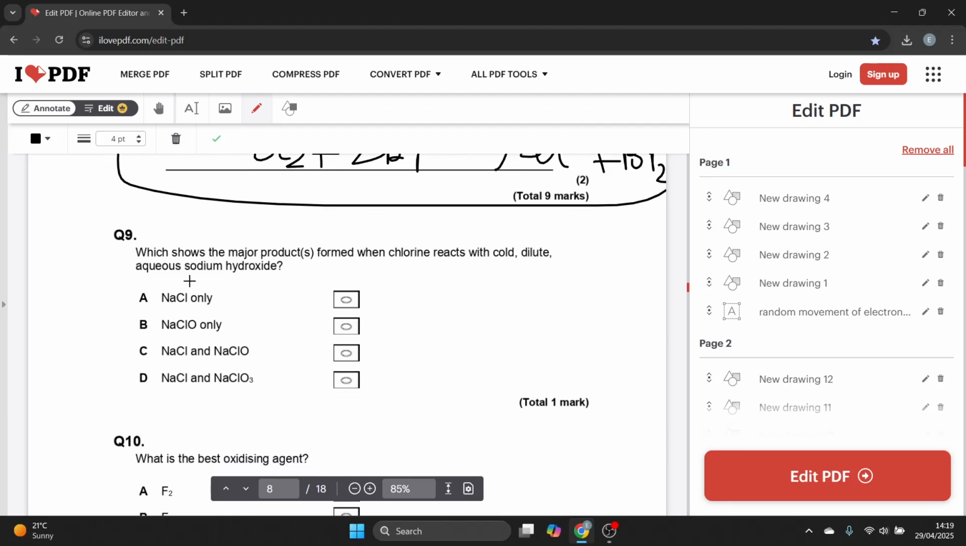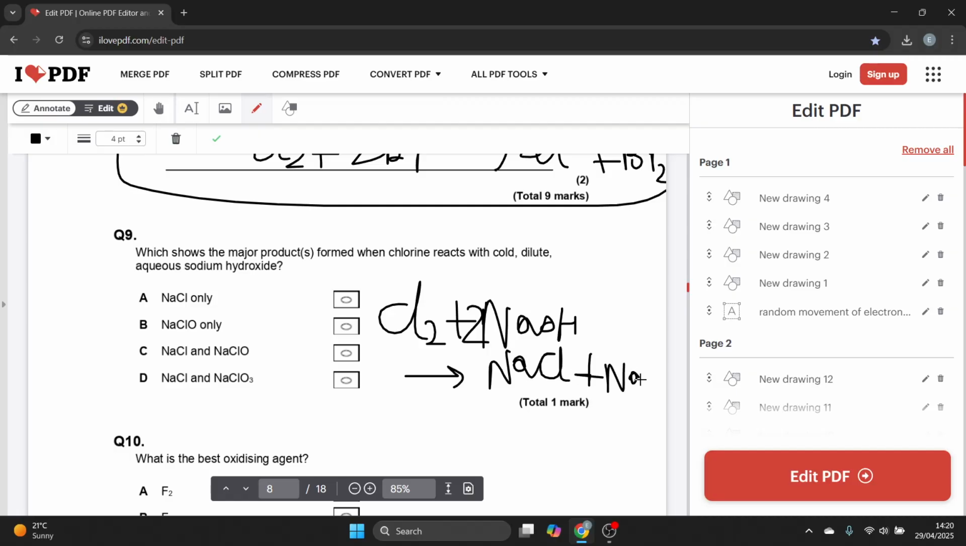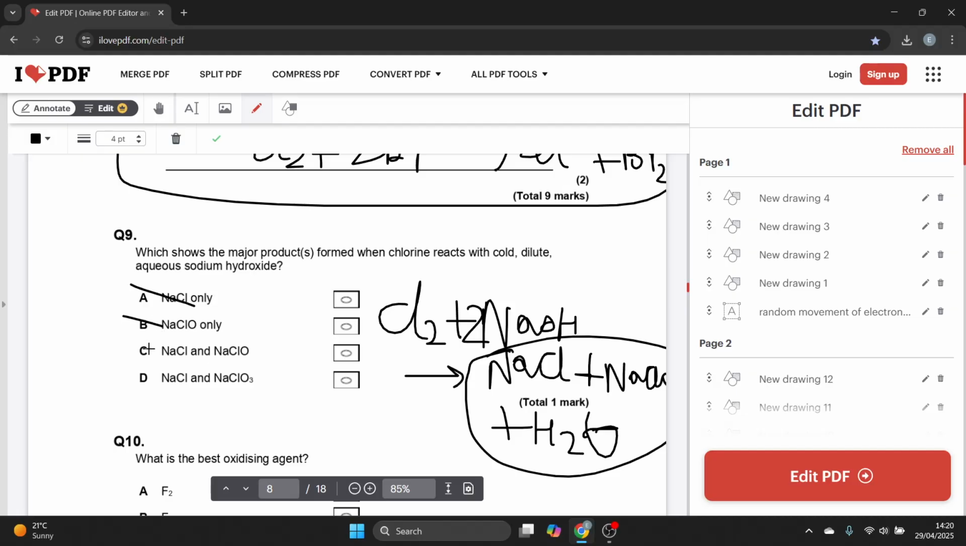Which shows the major products formed when chlorine reacts with cold dilute aqueous sodium hydroxide, NaOH? Well, I've already memorized this equation, and you guys kind of have to memorize it, and then you know those are your products. So which are the major products? Sodium chloride only, no. Sodium chlorate only, no. Sodium chloride and sodium chlorate, yes. That and that.